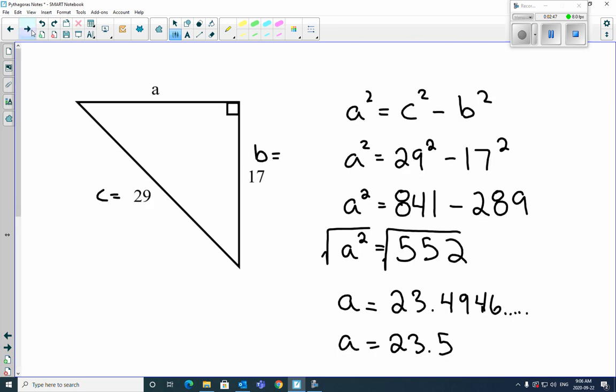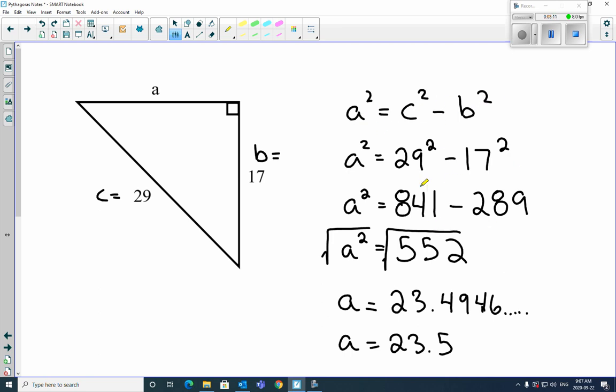In this one here, again, it's a right angle triangle, so this will work. We have B and we have C. So we have the longest side, and we're looking for a shorter side, so we have to use a different formula. When you're looking for a shorter side, you're going to subtract. When you're looking for a longer side, you're going to add. So we just set up the formula, A squared equals C squared minus B squared.